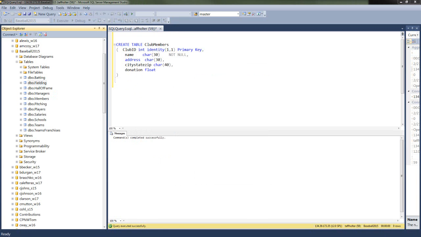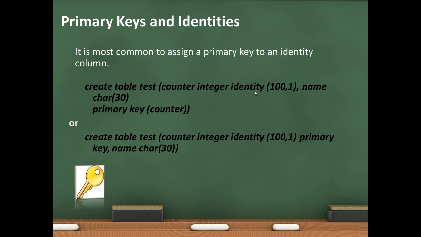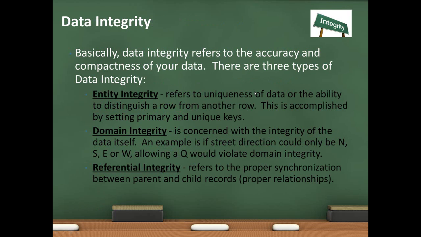So back over. Let's talk a little bit about data integrity. Data integrity talks about making sure that your data stays accurate. There are 3 different categories of data integrity that we can take a look at. The first one is what's referred to as entity integrity. Entity integrity says that one row is differentiated from another row.